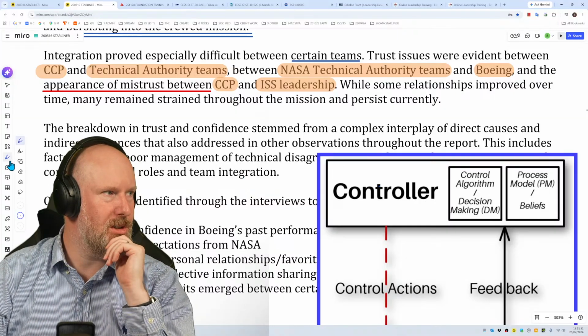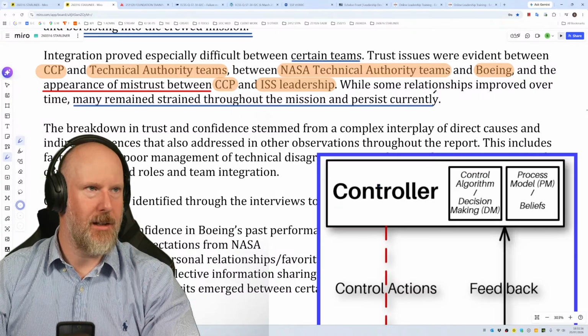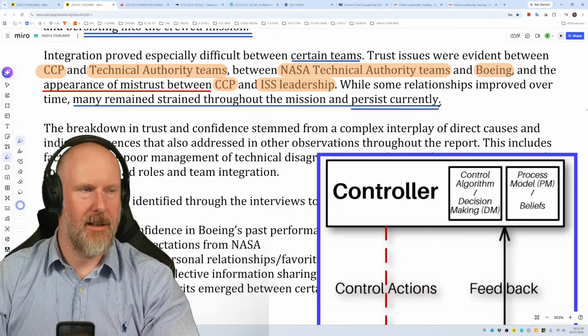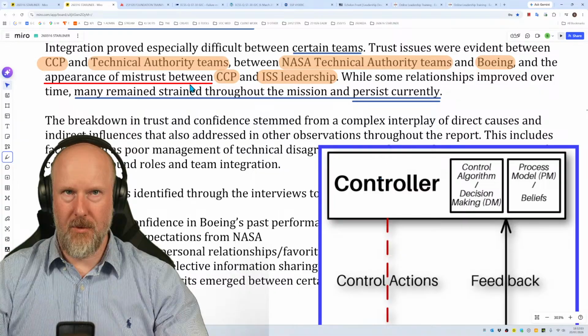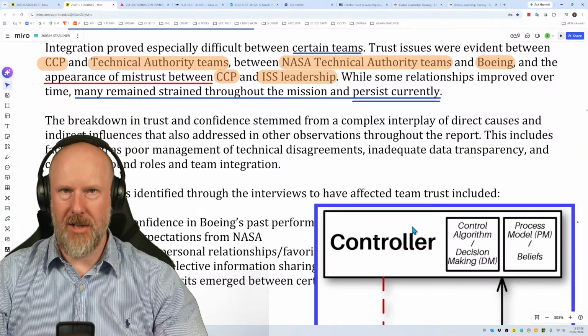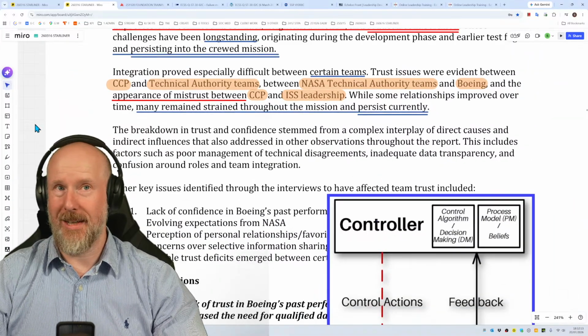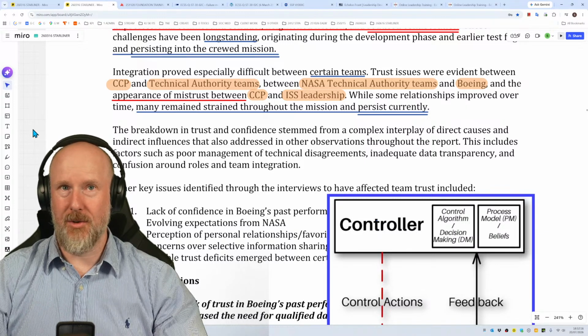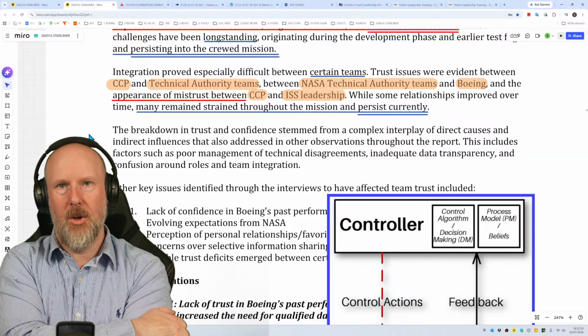While some relationships improved over time, many remain strained throughout the mission and persist currently. Okay, I'm not surprised. To try and resolve trust, once it's lost, it's very, very challenging to get back. And in some cases, it's not possible to get the trust back. And so the control structure has to be changed. The people involved, the organizations involved have to change, have to move on, and be replaced with other people.